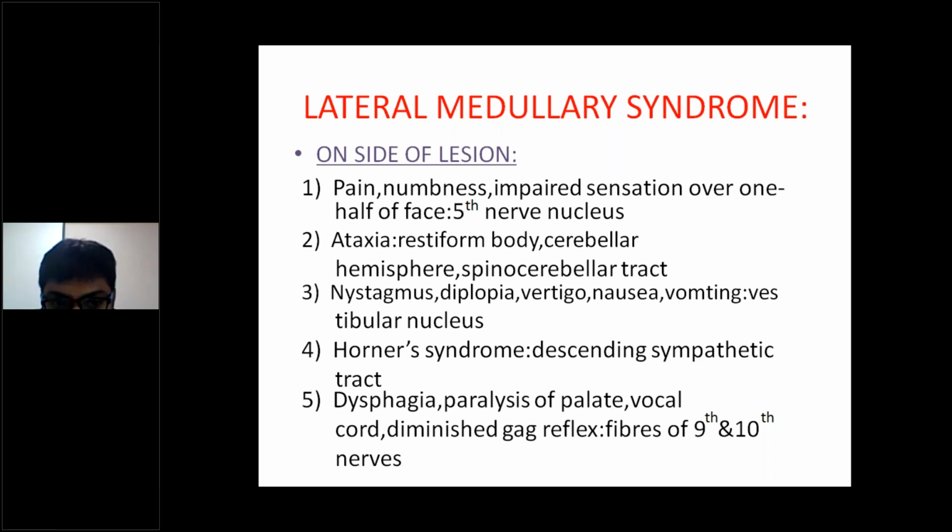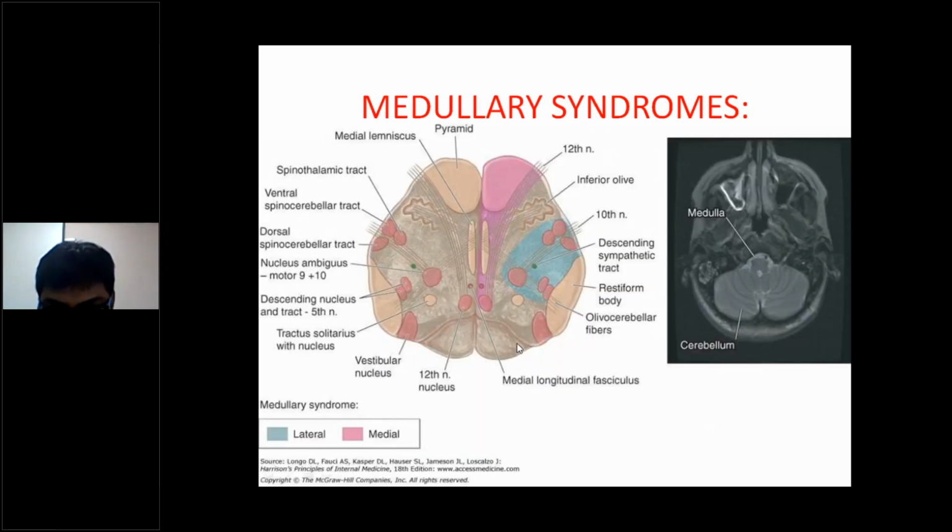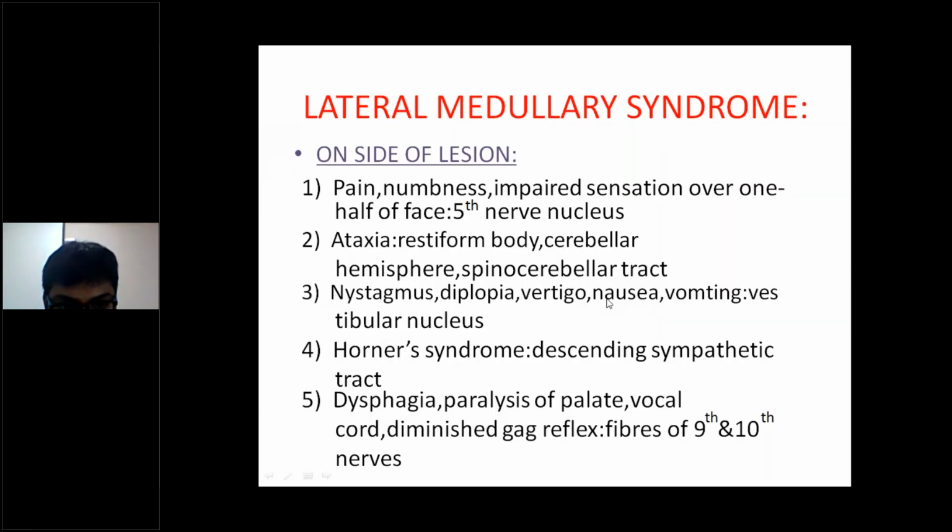Ataxia is due to the restiform body. I have shown you the restiform body. This restiform body is affected, so a lesion in the restiform body causes ataxia. Nystagmus, diplopia, vertigo, nausea, vomiting are due to the vestibular nucleus.